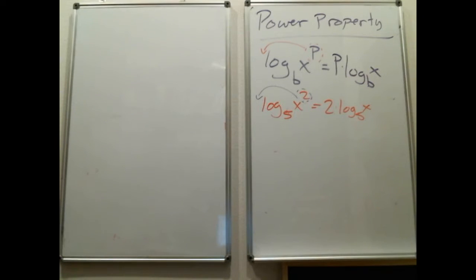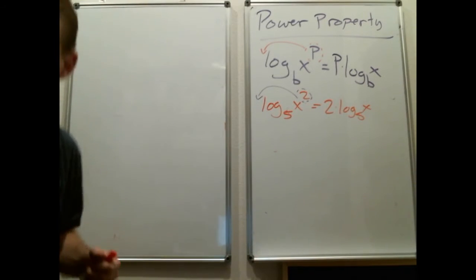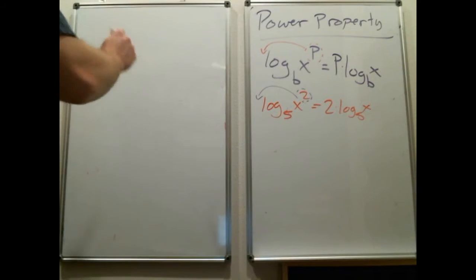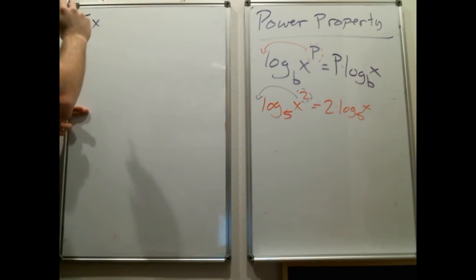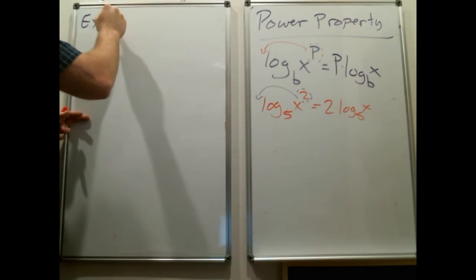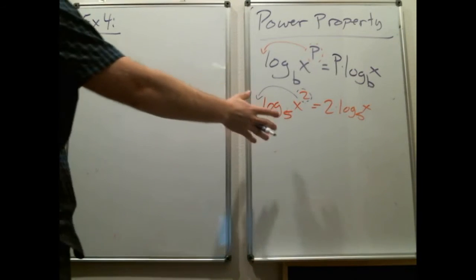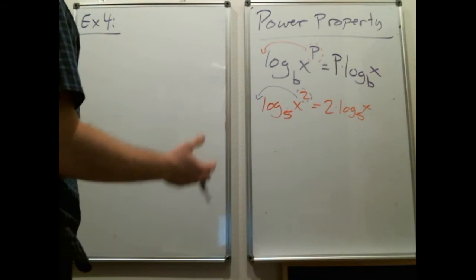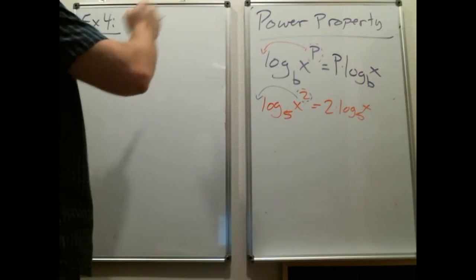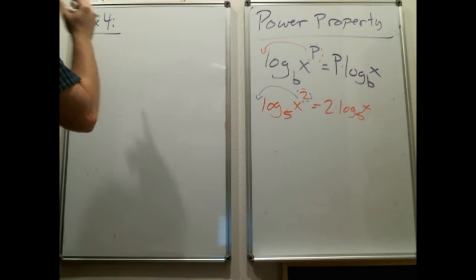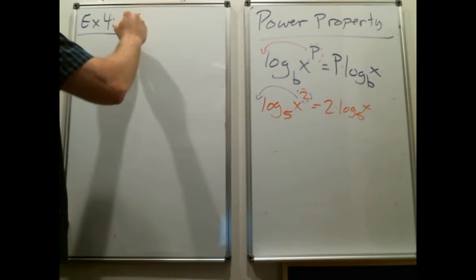So what we're going to get into now is using all of these properties in one single problem. Let's start off with a kind of straightforward one. Example 1, 2, 3, so this is 4. I didn't do an example for the power property. Hopefully you got the idea there. You're just taking whatever exponent you have, or power, and you're moving it to the front of that term. We'll get some more practice here.